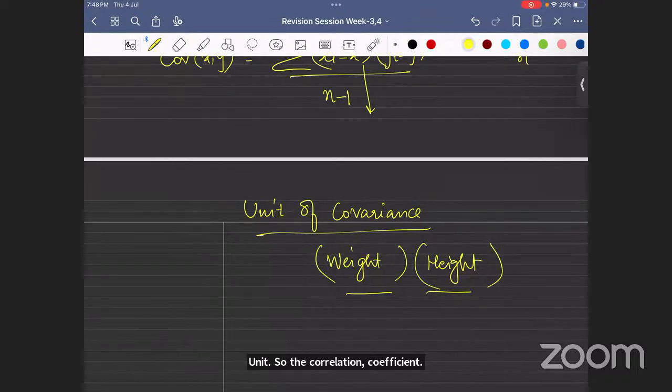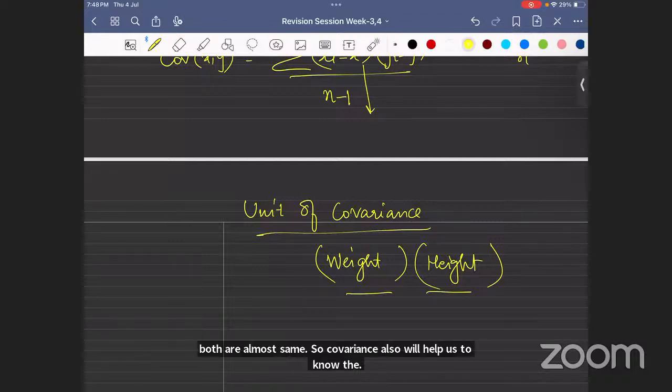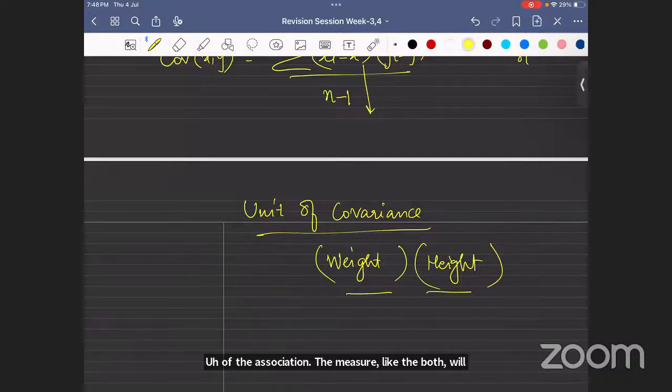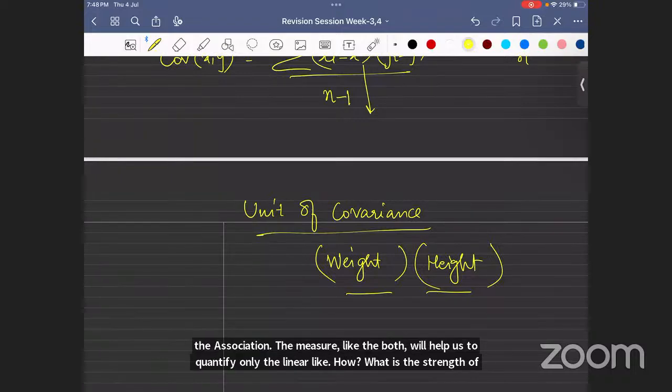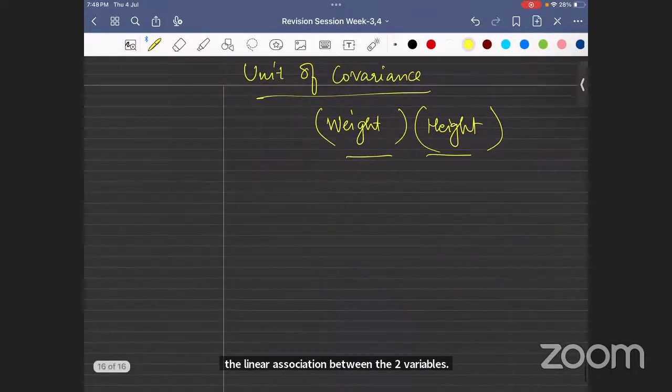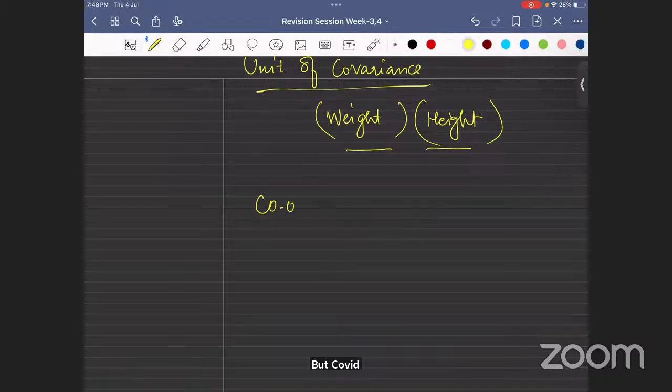The measurement, both will help us to quantify only the linear association, the strength of the linear association between the two variables. But covariance had a unit. Just to remove that unit, we started dealing with the correlation coefficient.